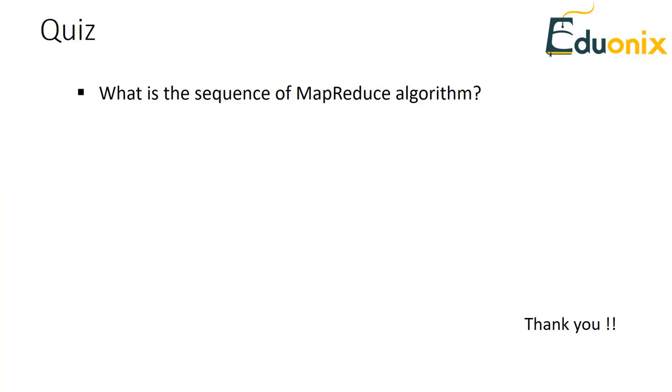I have a short question here. I hope you have understood what this question is. I would just like to know what is the sequence of this MapReduce algorithm. I hope you have understood this already.